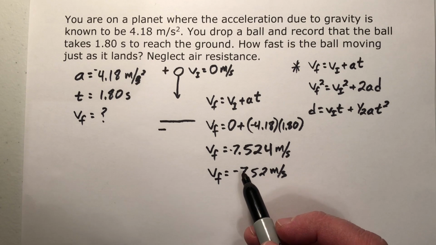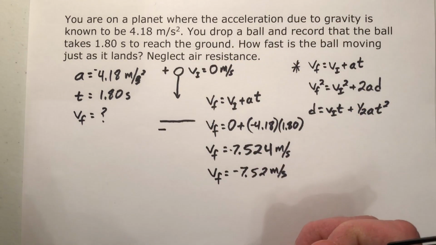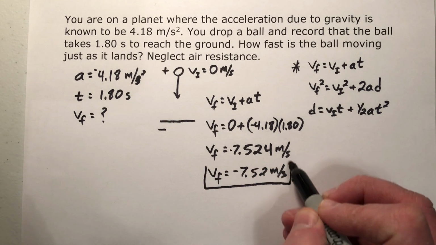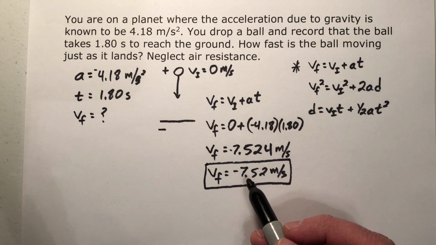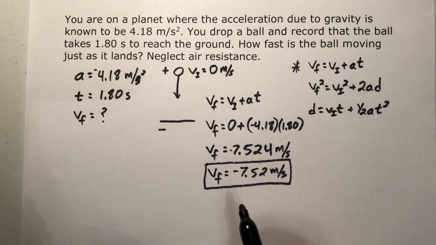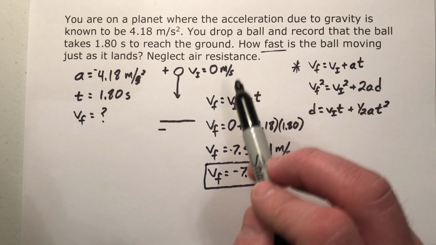I want to talk about this for just a second before we assign this as our final answer. Should it be negative? Well, yeah, the final velocity is going down, so it should be negative. This is the correct answer for final velocity. You want to make sure that whatever choice you select out of this multiple choice assignment is as close to this answer as possible. However, the question says how fast is the ball moving?